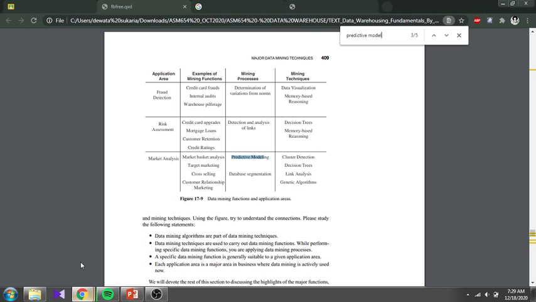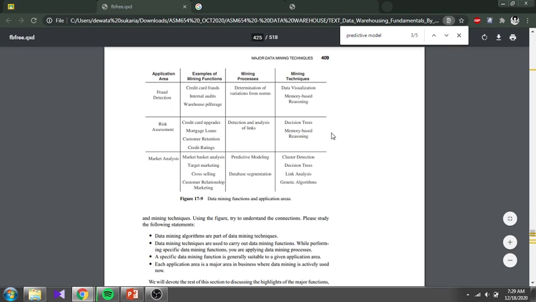Remember last time I asked you to read this book. Actually, there is not much on predictive modeling, so we have to rely on the slides. As you can see, this mining process, this predictive modeling, is under market analysis. The techniques are cluster detection, decision tree, link analysis, and genetic algorithm. Some of these mining techniques will be covered in the slides later on.